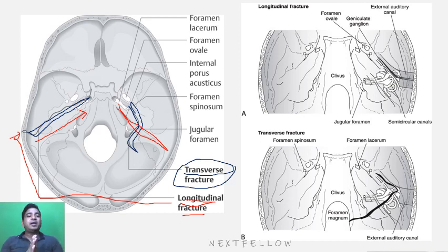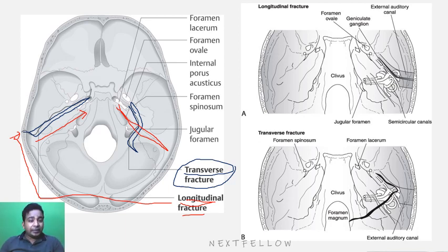What is the impact of the injury? Suppose a patient gets injured from the frontal part. So the impact is from the front or from the occiput, from behind. In that case, the patient will get the transverse fracture. It is less common, only 20% of cases will have a transverse fracture.